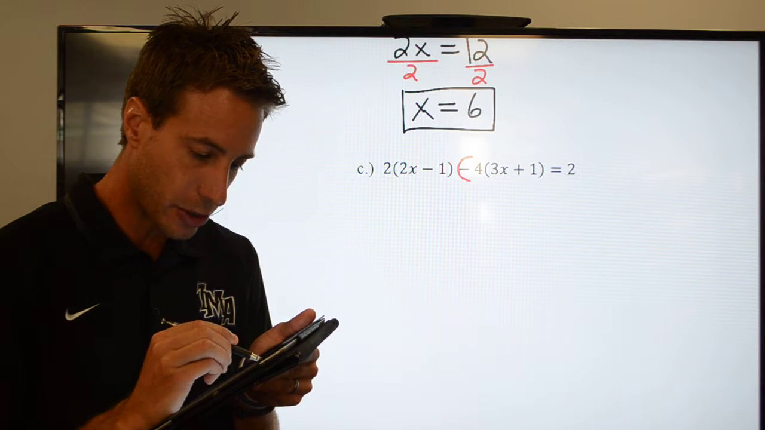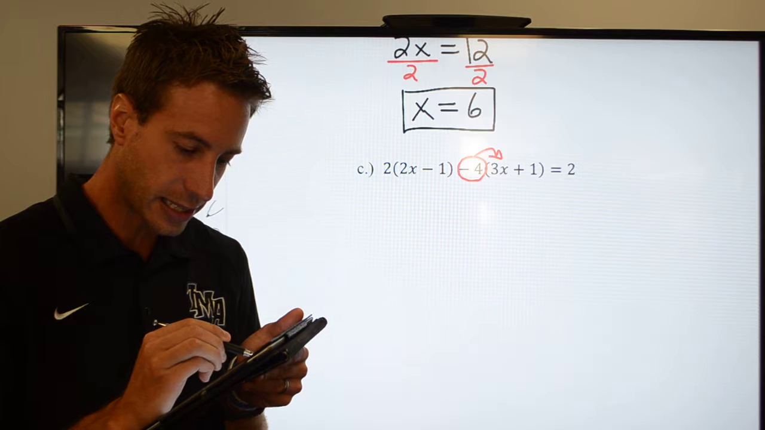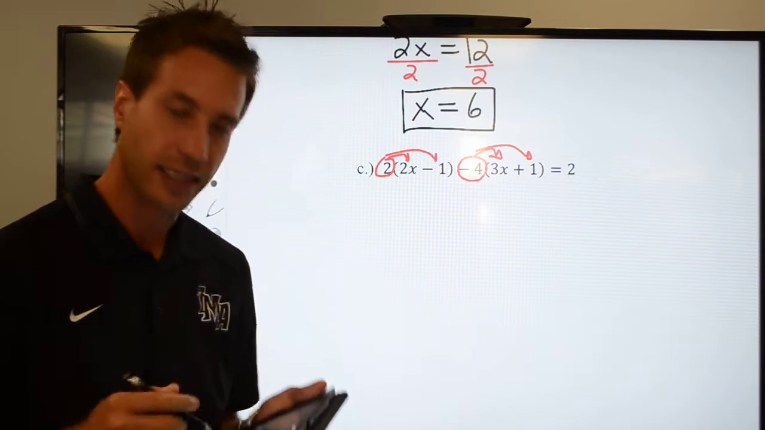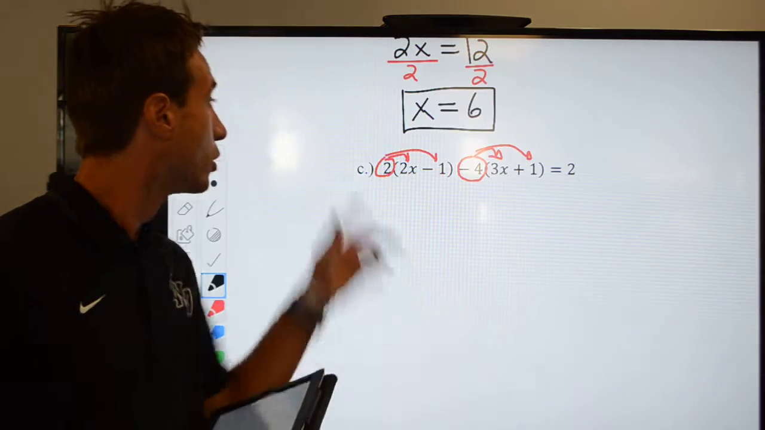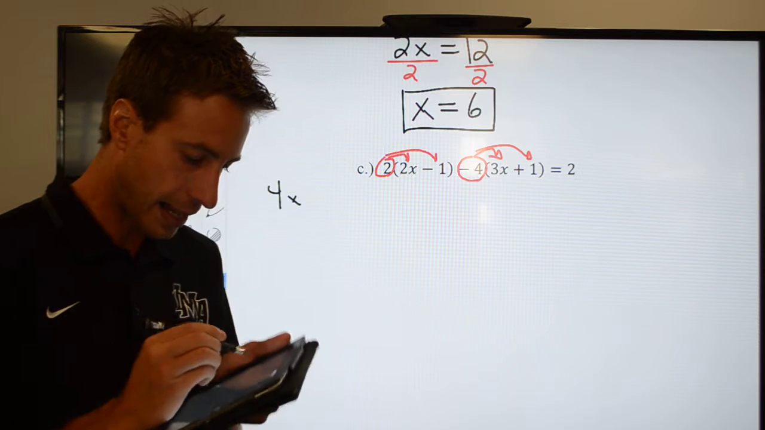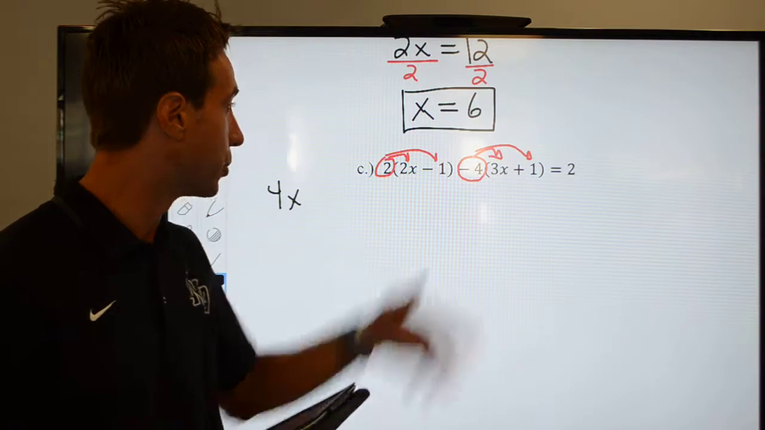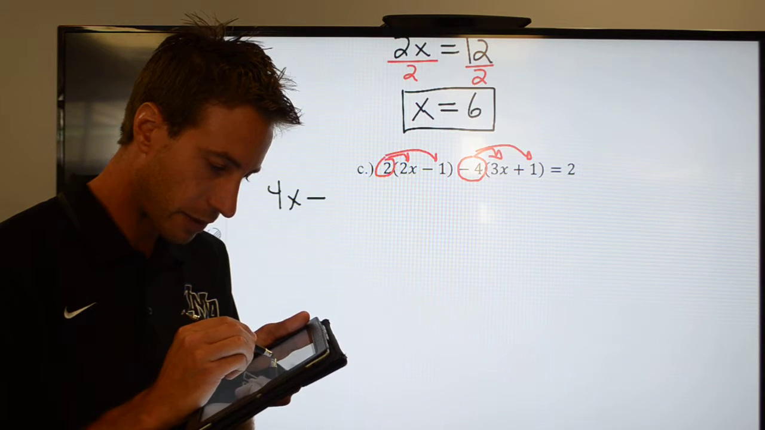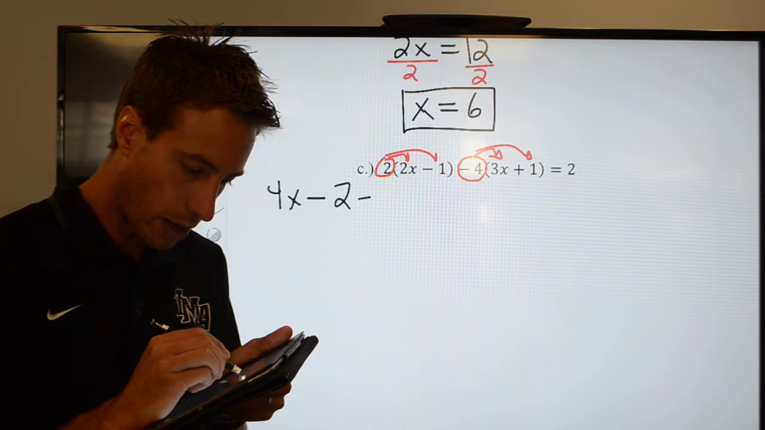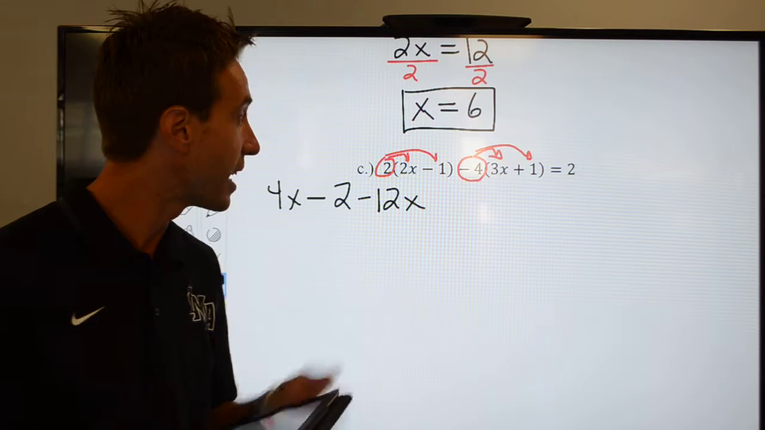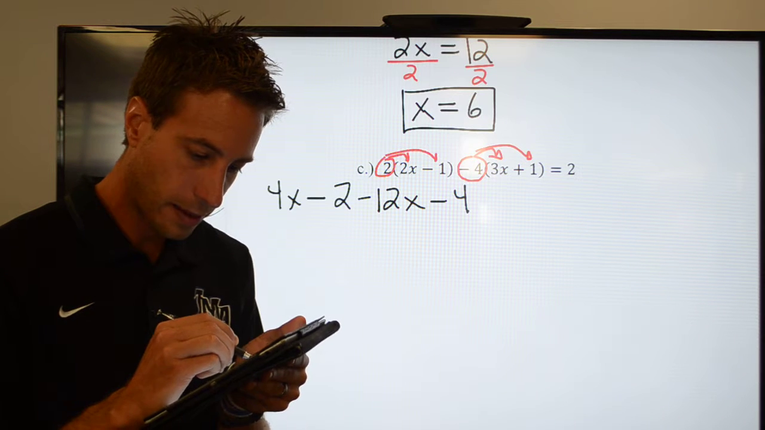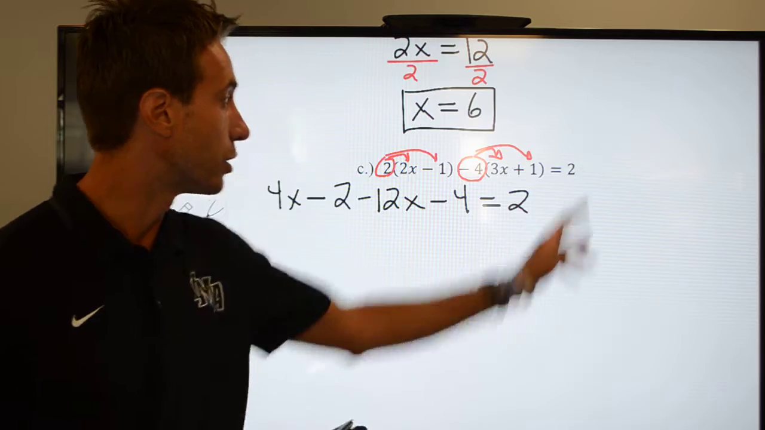So we're going to distribute a -4 through the second set of parentheses. The 2 will get distributed through the first set. Let's go ahead and do that now. 2 times 2x is 4x. Then we'll have 2 times a -1, so -2. Then I'll have a -4 times 3x, which should be -12x, and a -4 times a +1 should be a -4. That's all going to be equal to my 2 over there on the other side.